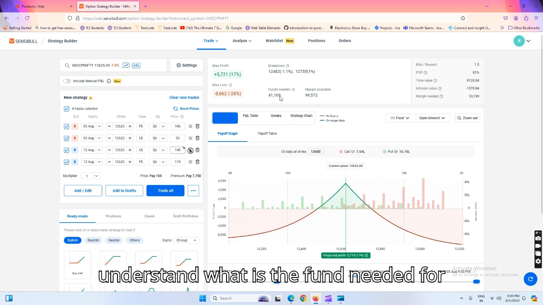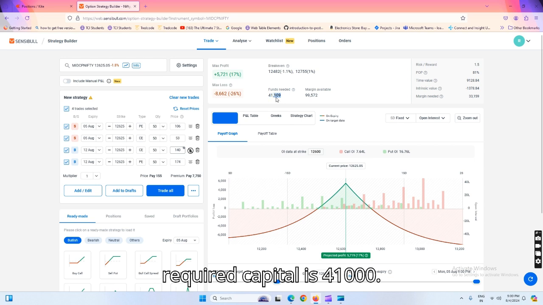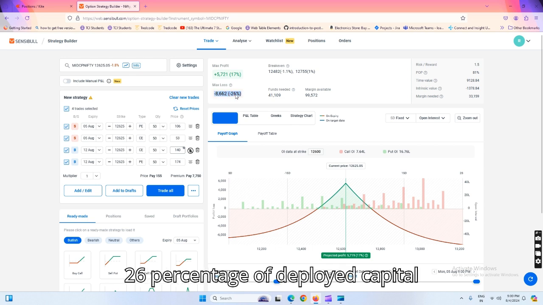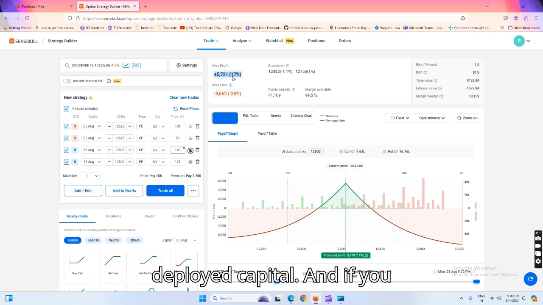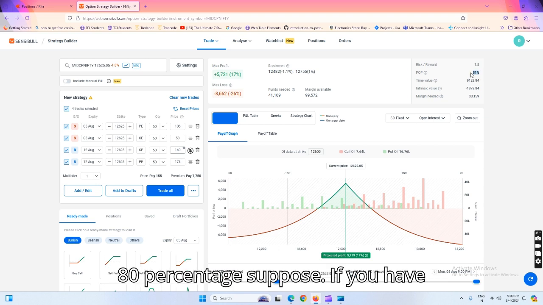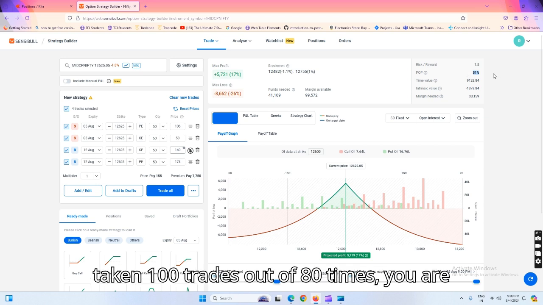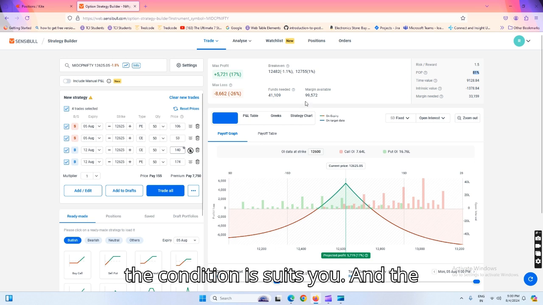Now let's understand what fund is needed to sell one quantity call and put. The required capital is 41,000. If you can see, the max loss is 26 percent of deployed capital, and max profit is 17 percent of deployed capital. And if you consider this, the probability of winning is 80 percent. Suppose you have taken 100 trades, out of which 80 times you are going to win this particular strategy if the condition suits you.